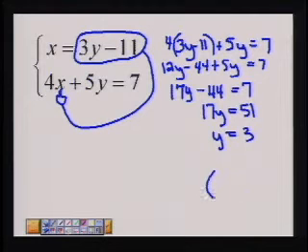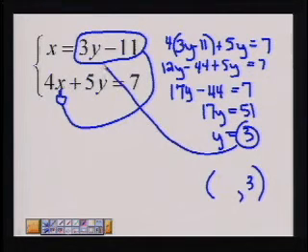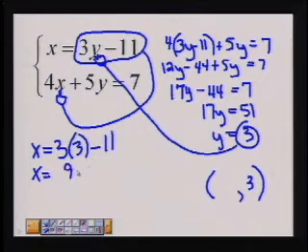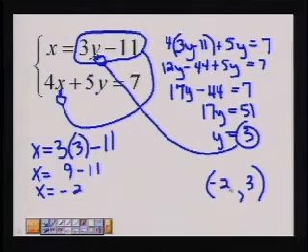So now I have the y coordinate for my solution, and I still need x. So again, if I take this y value and plug it into my first equation, I get x equals 3 times 3 minus 11. So x equals 9 minus 11, or x equals negative 2. So my solution is (negative 2, 3). Again, you can always verify that value by plugging it back into the original two equations and making sure that it works in both places.